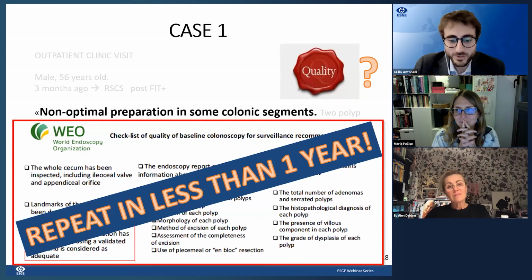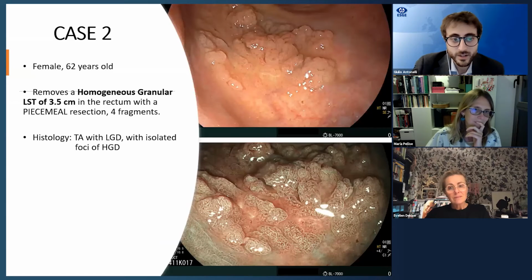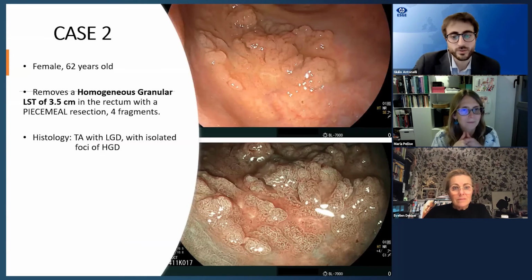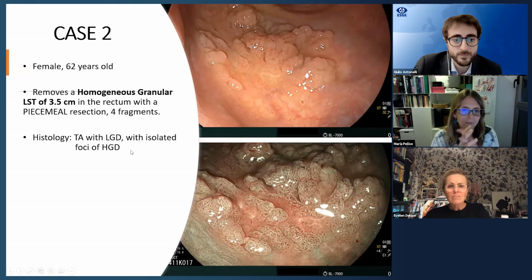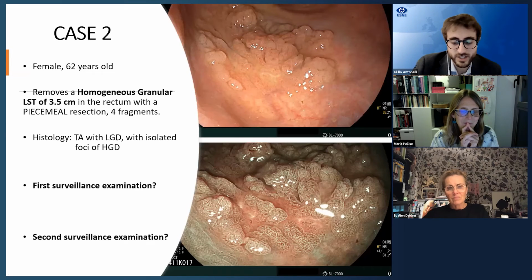Perfect. Thank you. So we'll go on to the second case, which is a female of 62 years old who undergoes endoscopic removal of a homogeneous granular LST of 3.5 centimeters in the rectum with a piecemeal endoscopic mucosal resection in 4 fragments. And the histology is a tubulous adenoma with low-grade dysplasia with isolated foci of high-grade dysplasia. So the question for the audience is, when would they undergo the first surveillance examination and the second surveillance examination?